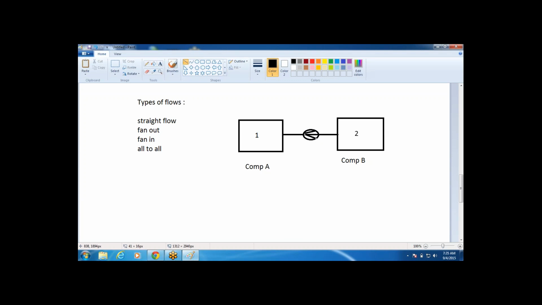Venkat, can you repeat that again? Your voice was breaking. Okay. Are you clear with the straight flow, or do I need to start again with the straight one? Your voice was breaking from the first, Venkat, from the time when you started the types of flows. Okay, fine. Will you please explain again? Yeah, sure.